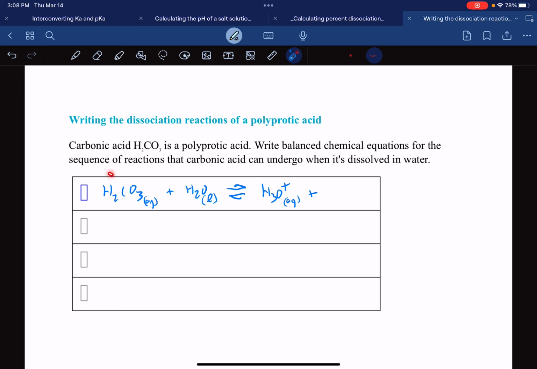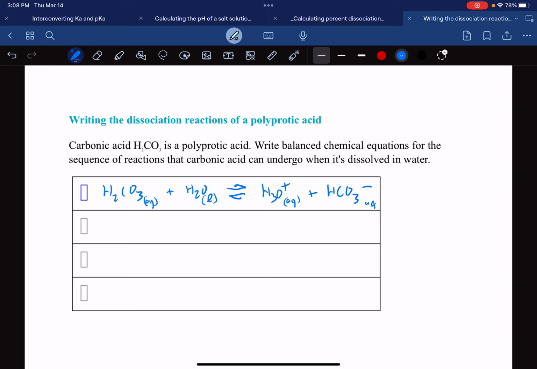Now again, take a look at this. If we remove just one hydrogen on this, won't we have left HCO3? But here's the thing, that HCO3, we just lost a plus. Wouldn't that be HCO3 minus? So we're going to take that and write on the other side HCO3 minus.